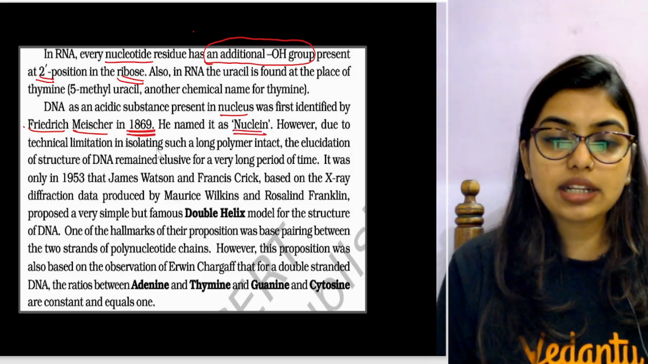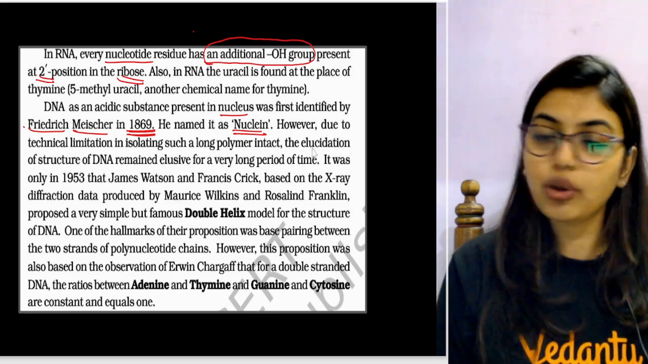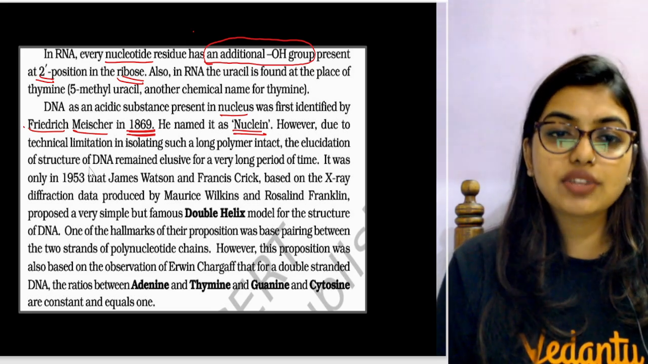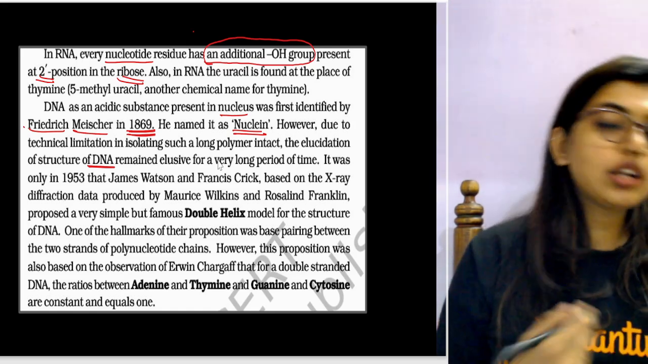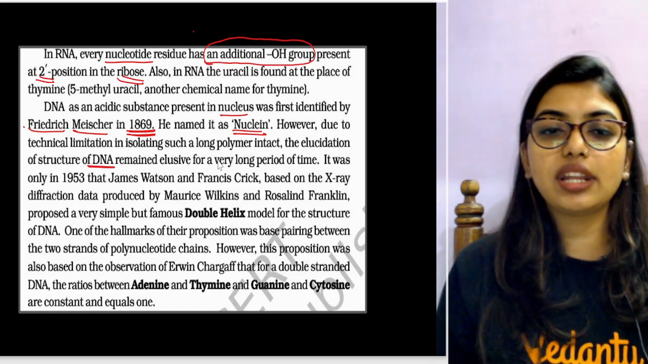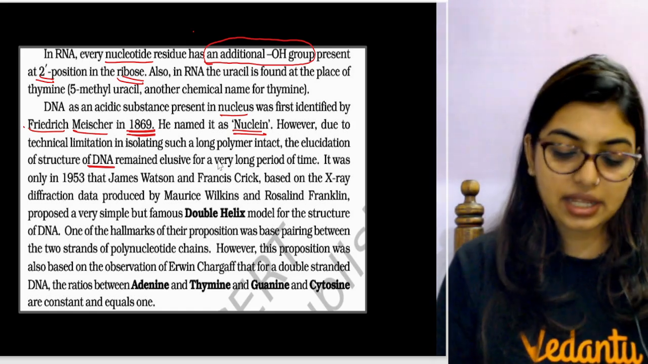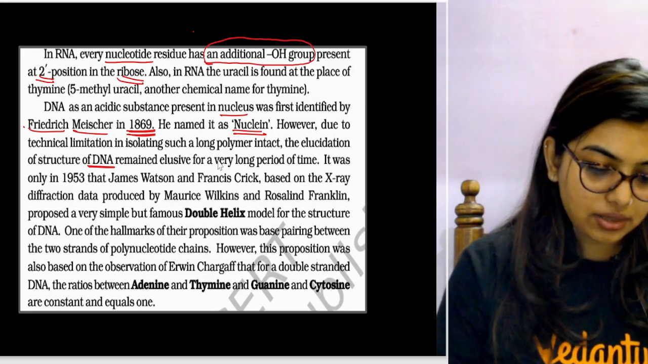However, due to the technical limitation in isolating such a long polymer intact, the elucidation of the structure of DNA remained elusive for a very long time. That is, they were not able to understand what the structure of DNA is, how it looks, what is happening. They were not able to understand that. Okay, clear?